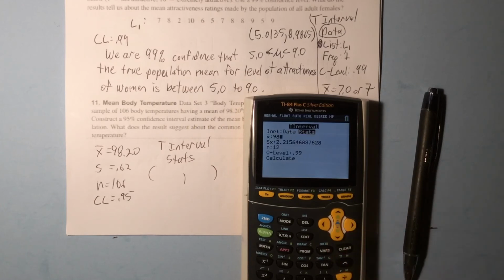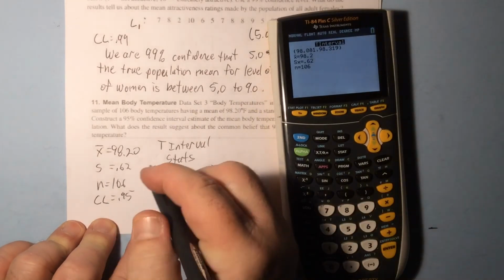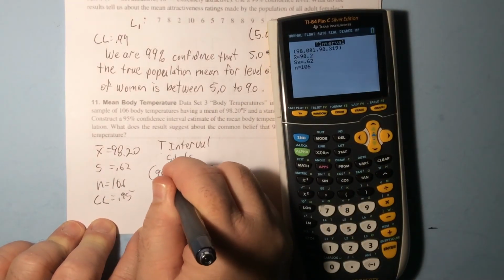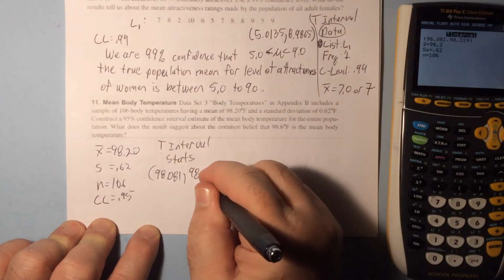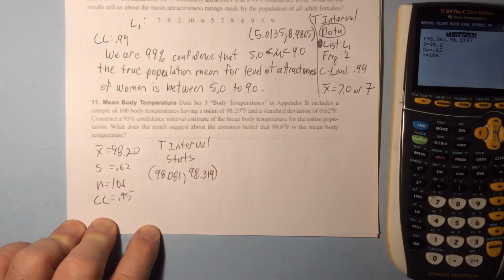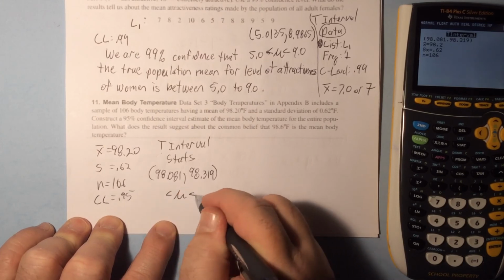This is going to be 98.20. Now the calculator is going to take that 0 away. That's fine. N will equal 106. Confidence level is going to be 0.95. We're going to press calculate. And we'll notice the calculator gives us the following answer: it's going to be 98.081, and it's going to be 98.319.